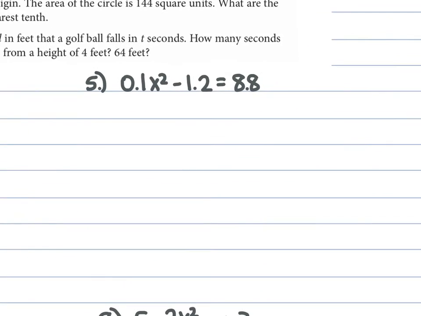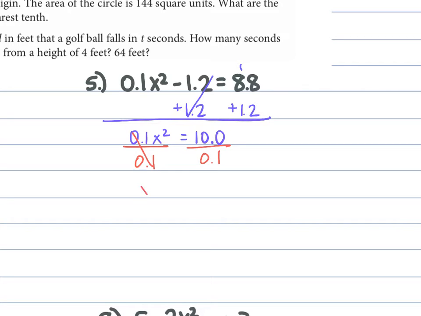For 5, we have 0.1x squared minus 1.2 is equal to 8.8. I'm going to start by adding the 1.2 to both sides. We have 0.1x squared is equal to 2 plus 8 is 10. Carry the 1. 8 plus 1 is also 10. From here, we're going to divide each side by 0.1 to get x squared is equal to... If we move that decimal point over 1 on the bottom to get 1, we have to do the same to the top. So we have 100 over 1, which gives us x squared is equal to 100. We take the square root of both sides, and we get x is equal to plus or minus 10.